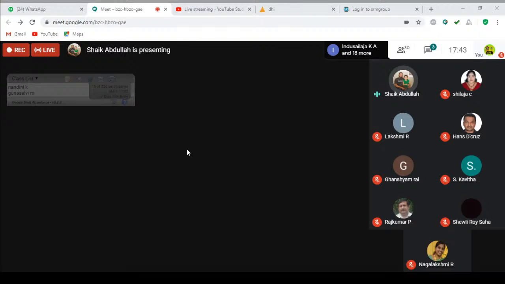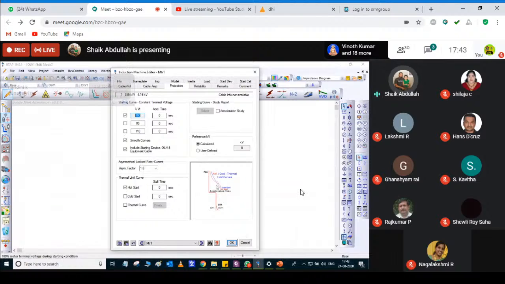Like that, each and every equipment has its starting curve as well as its damage curve. We can say withstand curve. In between those, you are going to fit your motor relay curves. This is the important one.